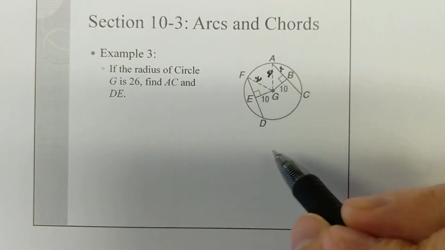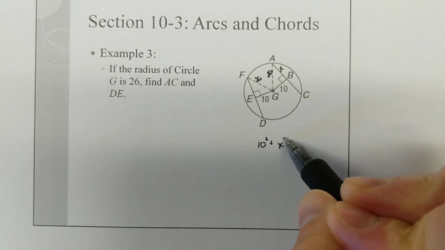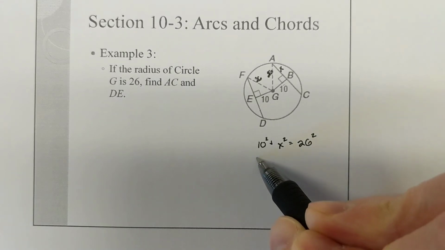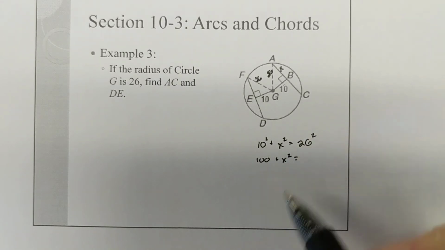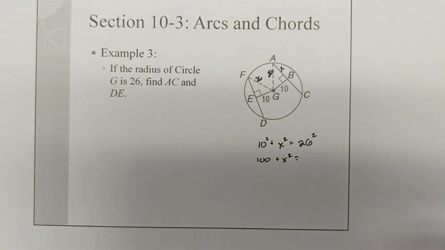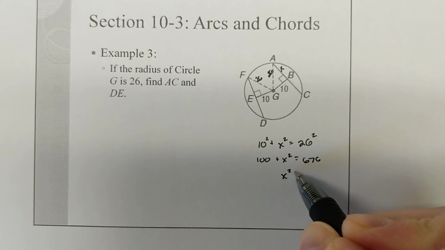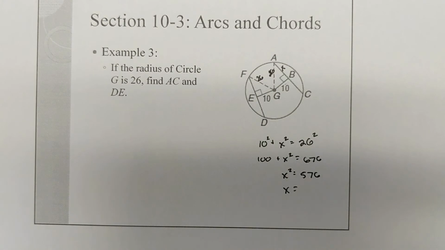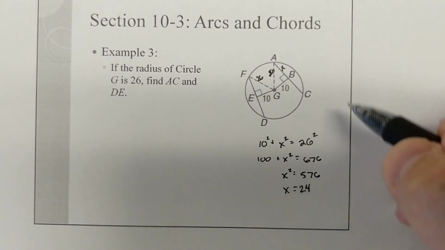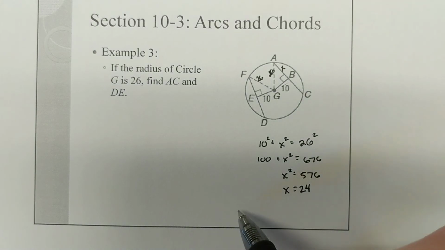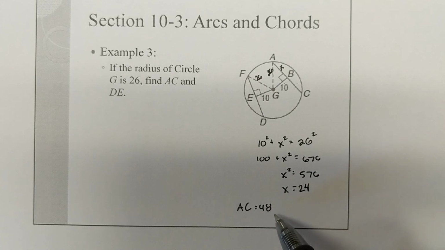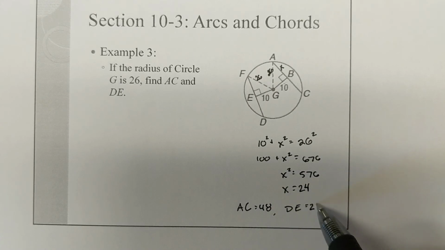Once again, there's a right triangle, so a squared plus b squared is equal to c squared. So once again, the radius is the hypotenuse. So that's 100 plus x squared is equal to 676. So x squared is 576. So x is the square root of that, which is 24. So all these pieces are 24. So AC is that and that, so it's going to be 48 because it's two pieces. And DE is just one piece, so it will be 24. And that is the end of the section.